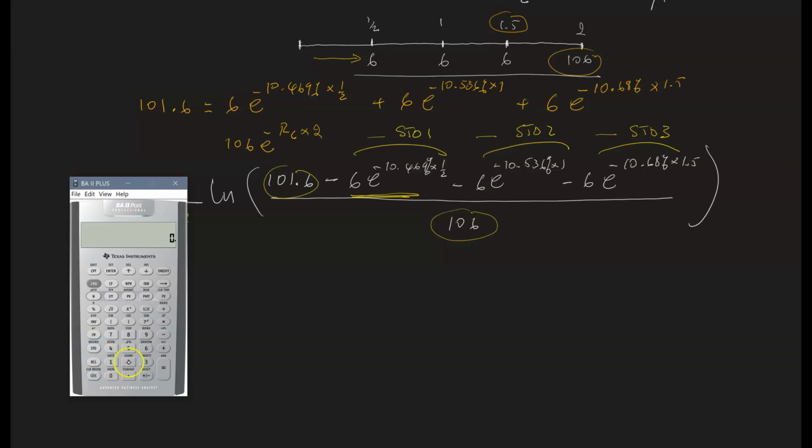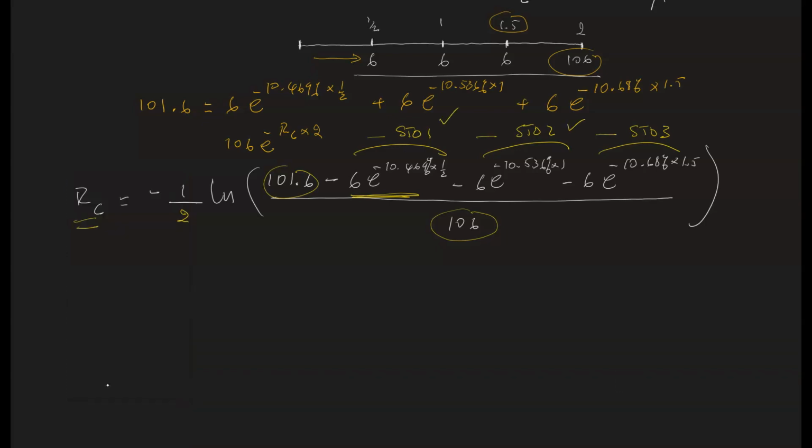And I do the second one, which is 0.10536 negative, multiply by 1 equal, second function exponential. That gives me 0.9 multiplied by 6 equal. That gives me 5.40. I'm going to store that in 2. So store 2. So I got the first one already, and I have the second one.